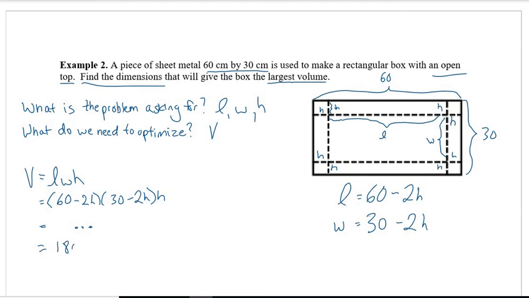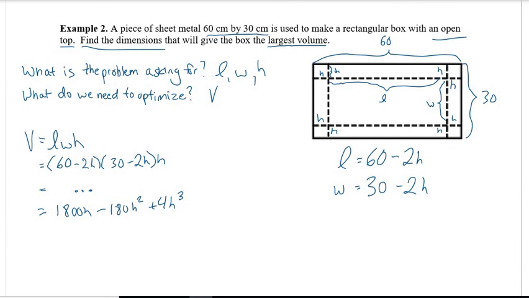We have 1800h minus 180h squared plus 4h cubed. So now we have a formula that's expanded. Now we can take the derivative. Let's differentiate that term by term. It's going to be 1800. Then the 2 moves out, it multiplies with 180 to get 360 times h. And then we have the 3 moves out front and multiplies with 4, and we get 12h squared.